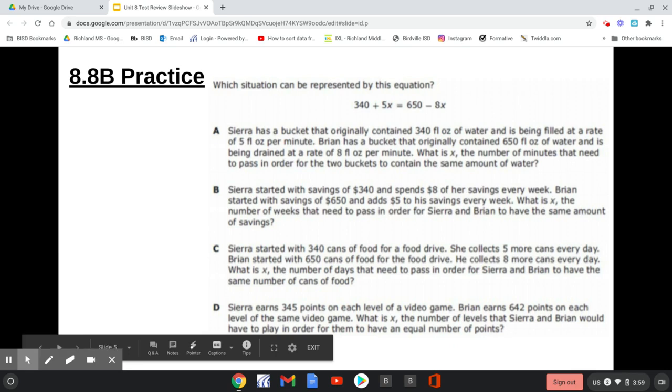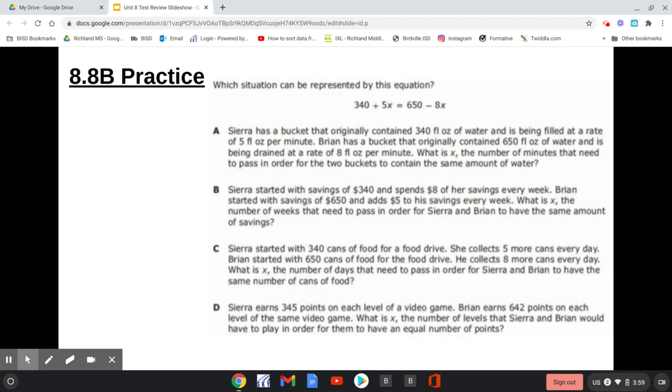Okay, now we're on to 8.8b, and we need to pick which situation goes with the equation. So we're looking at 5 per each and every, and then we're looking at 8 per each and every. And it's going down, and we're looking at starting points of 340 and 650. So let's read these. Sierra has a bucket that contained 340 ounces of water. That is our B, and that works.